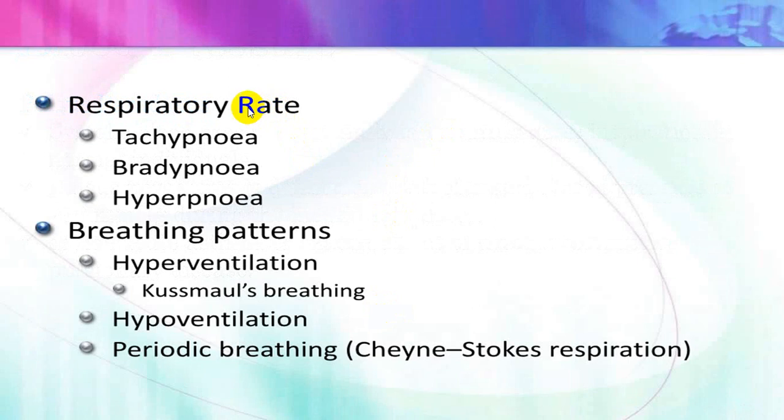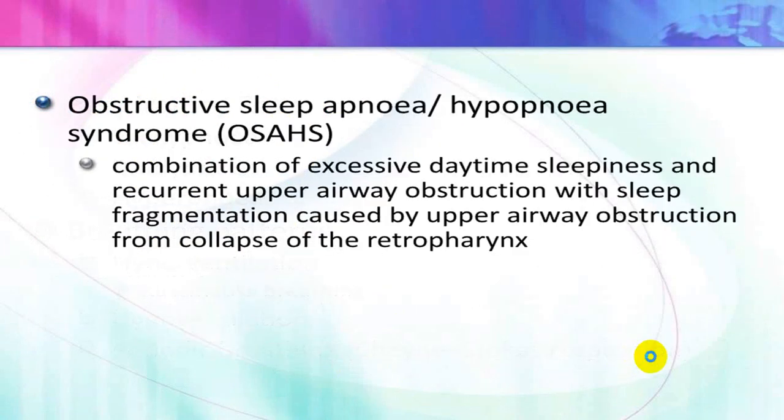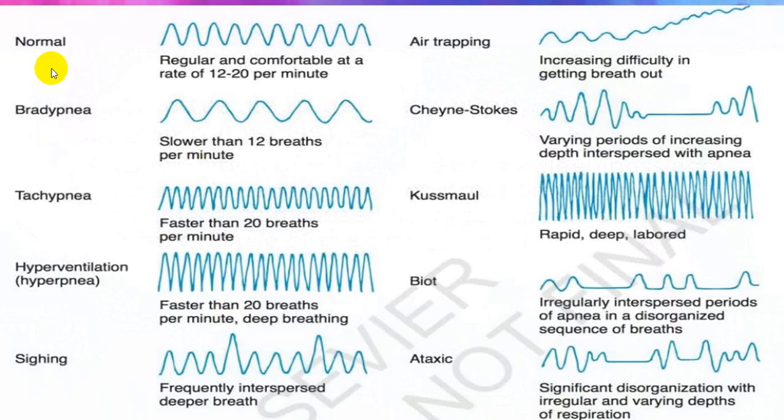We have already mentioned in vital data, in respiratory rate: tachypnea, bradypnea, hyperpnea, then different types of pattern, Kussmaul's breathing, hypoventilation, Cheyne-Stokes breathing, Biot's breathing, etc. We have mentioned them there. You can sometimes even identify obstructive sleep apnea, that is hypopnea syndromes, where you can have the apnea-hypopnea index. These are the different patterns which you can identify.